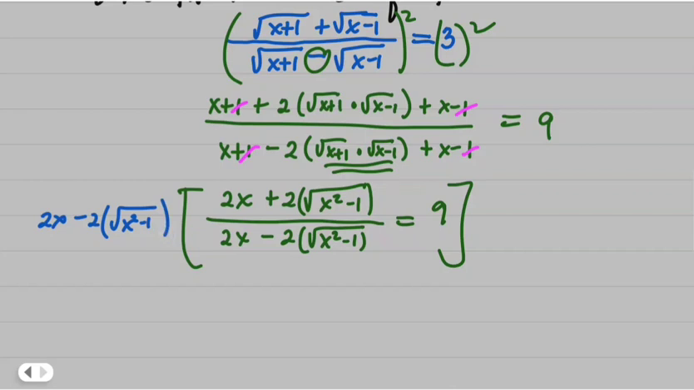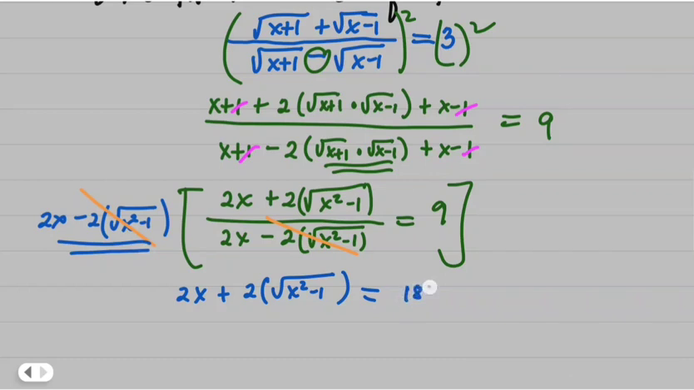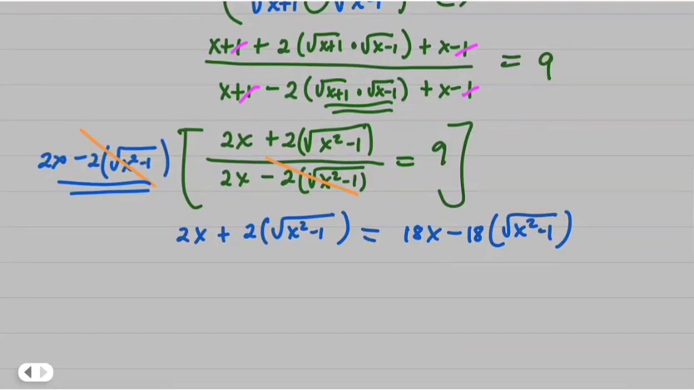Alright, so multiplying it, we can remove this, and of course we multiply it also on the other side, which gives us this result. So we have 2x plus 2 times the quantity square root of x squared minus 1 is equal to, multiplying this by 9, 18x minus 18 times the quantity square root of x squared minus 1. Now after that, of course, we shall combine the like terms. So combining the like terms, I will transpose this one on this side, and I will transpose 2x on the other side.